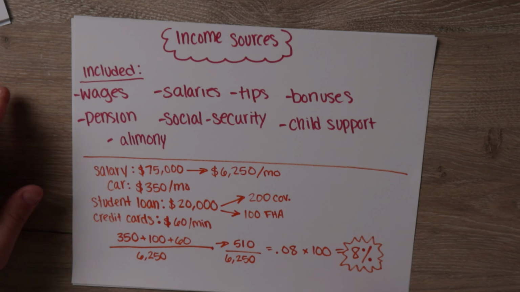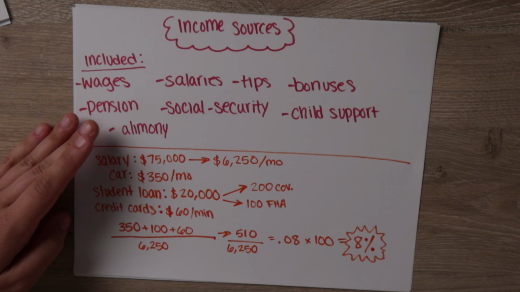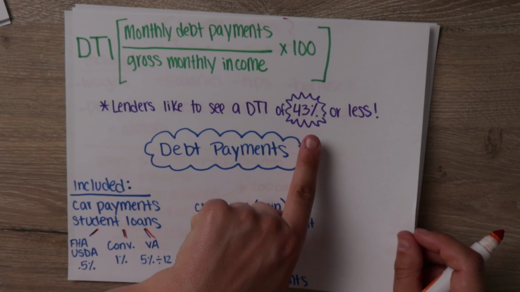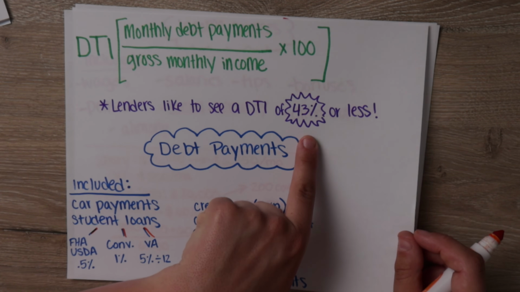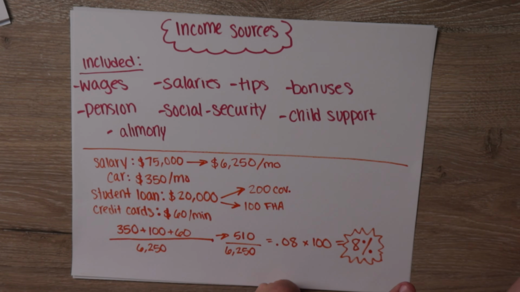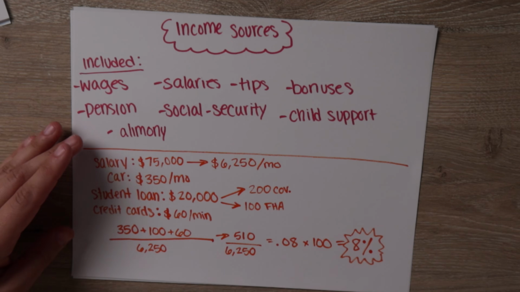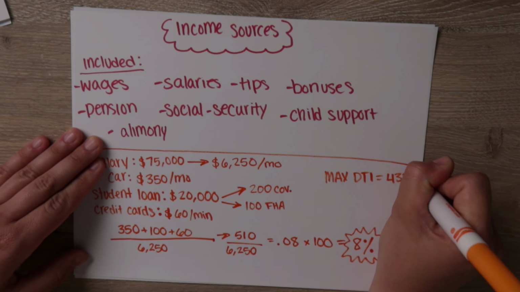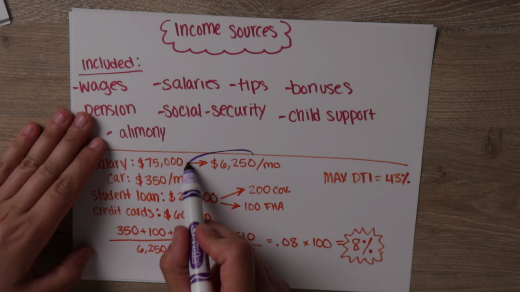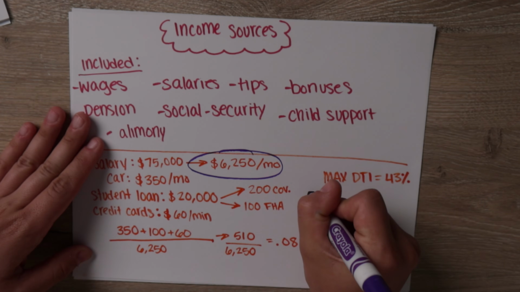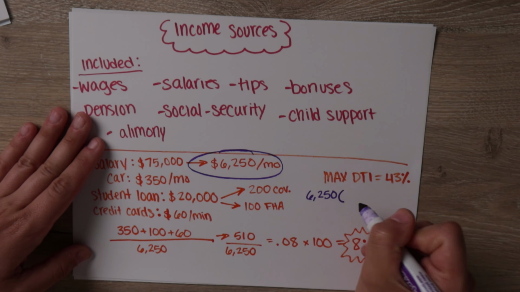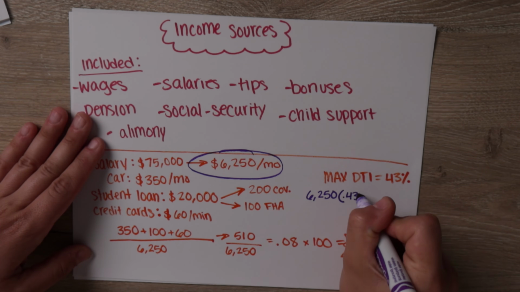Now, where this really starts getting fun is that we know that lenders like to see a maximum DTI of 43% or less, and that would include your mortgage payment. So if I know that the max DTI allowed is 43%, what I can do, let me get a different marker here, is take my income. So let's take $6,250 and multiply that by 43%, which would be 0.43.